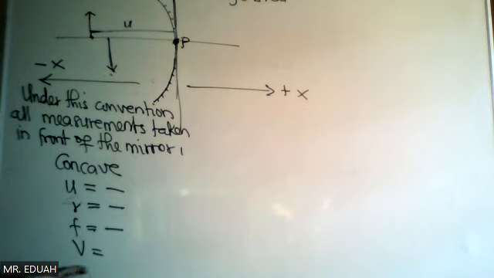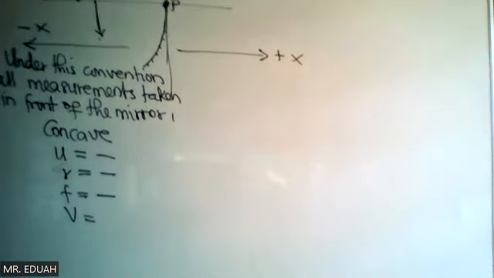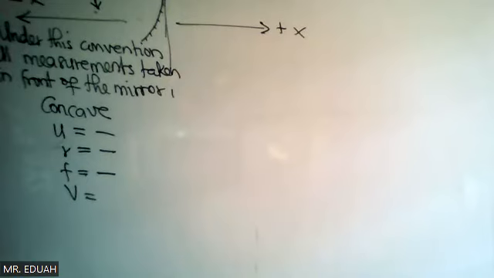Now, lastly, for image distance V, will it be negative or positive? Let's be quick and then see how we can apply. Will V be positive or negative? Positive.